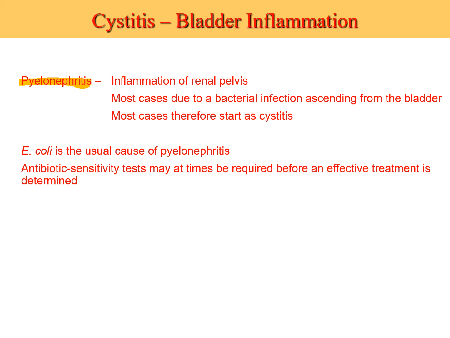Pyelonephritis is inflammation inside the kidney in the space of the renal pelvis, usually due to bacterial infections that, as I said, come up the ureters from the bladder, and therefore most cases start as cystitis, a bacterial cystitis. Again, E. coli is the usual cause of that.